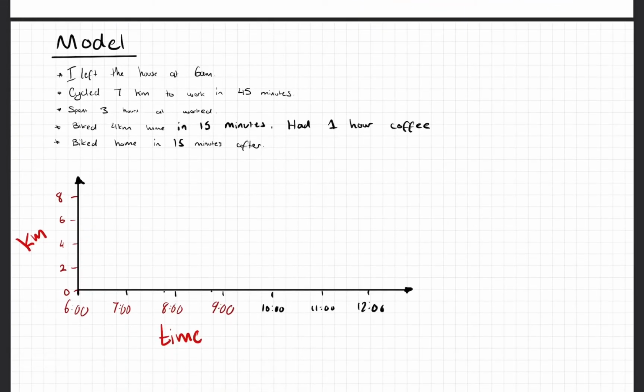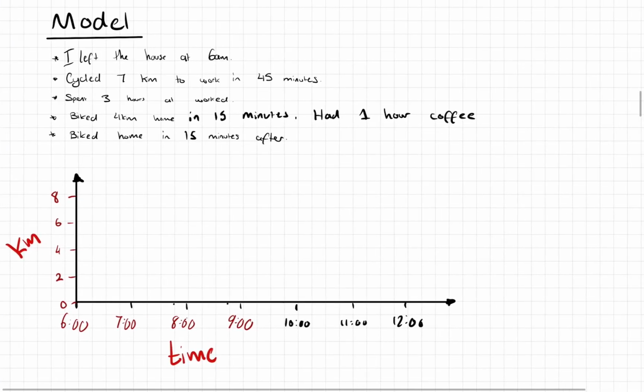I'm going to draw one for you now. So I left the house at 6 a.m. I cycled 7 kilometers to work in 45 minutes. So you're going to mark that on. That means I got there at 6:45. 6:45 is here, and 7 kilometers is here. I spent 3 hours at work. So we're going to go 6:45 to 7:45 to 8:45 to 9:45. And I'm at work, so I don't go any distance away from my house.